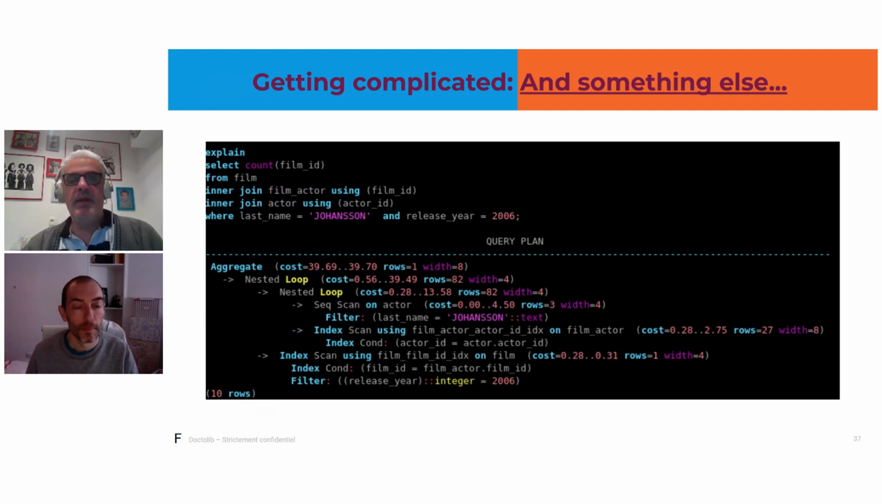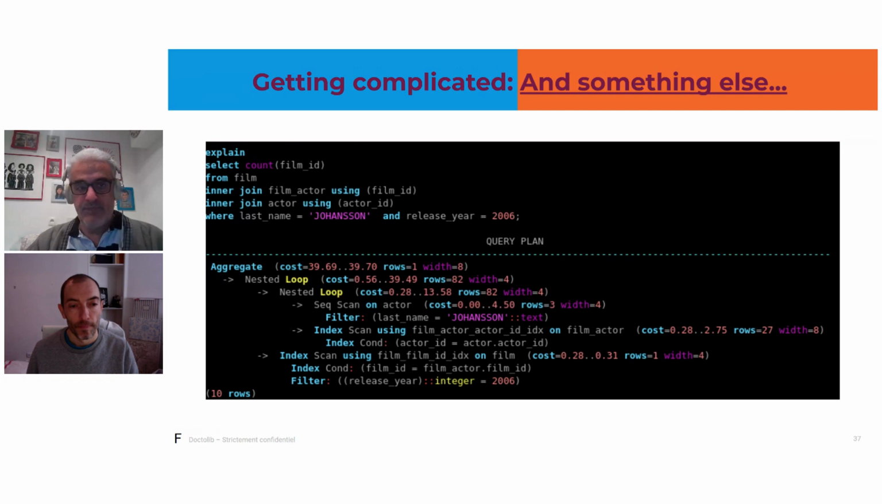And here, I made things a little bit complicated for you. I just joined another table, the table film. So we have film actor and actor joined together. And why I need to use that here is because I want the release year of the movie. I want all the movies that were released in 2006, and I want all the actors that have last name Johansson. And then I will count the results. I don't want to display the results. I just want to tell the user how many movies correspond to this situation.